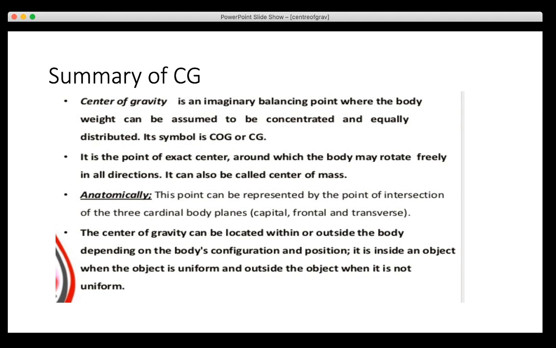Now the last point: center of gravity can be located within or outside the body depending on the body's configuration and position. It is inside an object when the object is uniform and outside the object when it is not uniform. So in other words, the last point tells you that the center of gravity point is not fixed at all in humans, because we are constantly moving, we are constantly changing our body shapes, and it will move according to your mass distribution. So this slide has summarized all the points which I have discussed up till now.